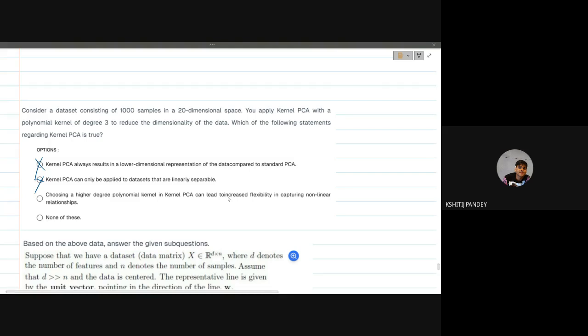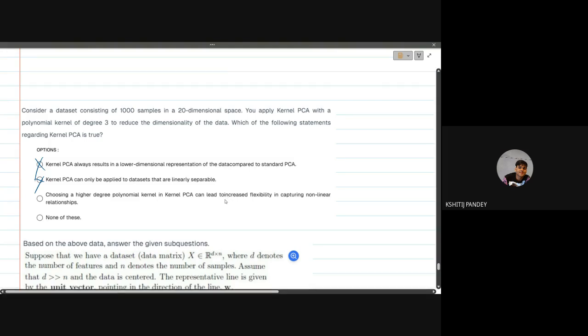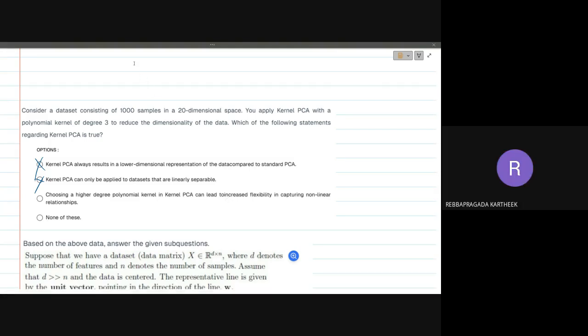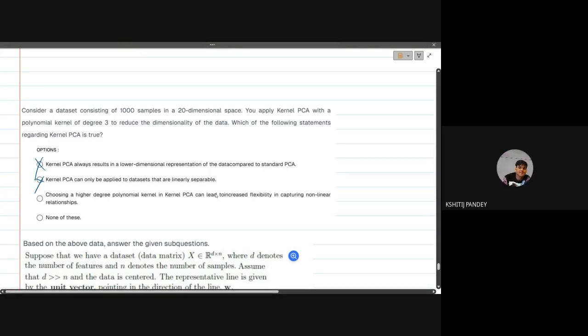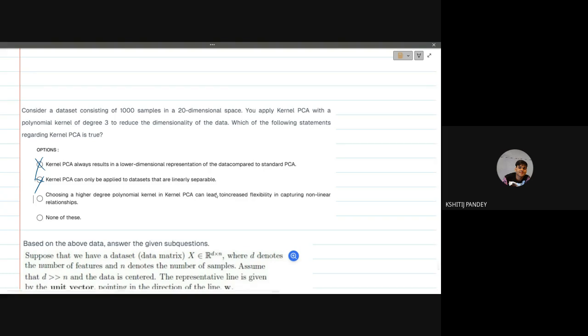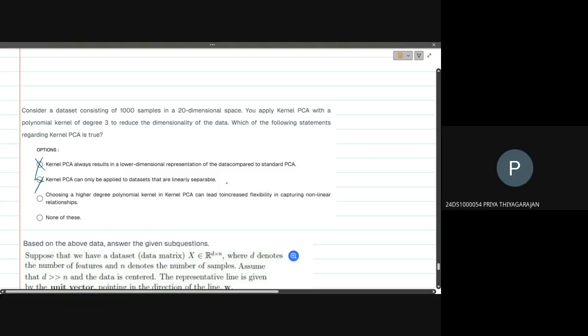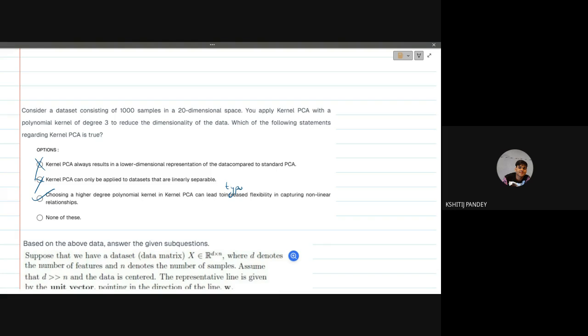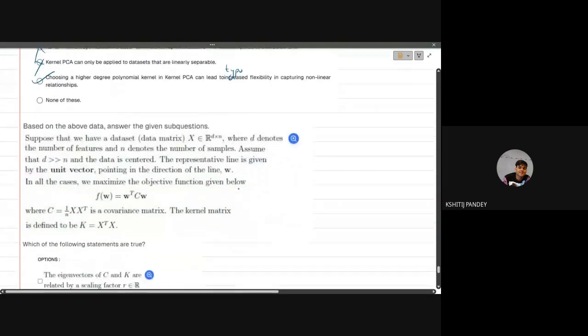To increased flexibility. Is it a typo? Yeah, it's a typo, I think. Yes, it's a typo. Okay, so to increase the capture, yes, this is right. You increase the flexibility in capturing nonlinear relationships, right? Yes, so this one is correct. This is a typo here. Okay, now let's move to the next question.